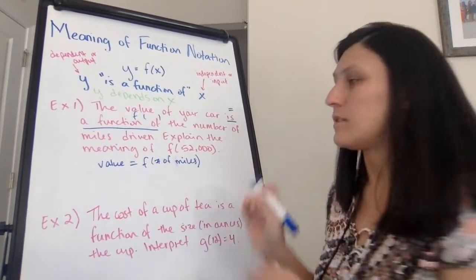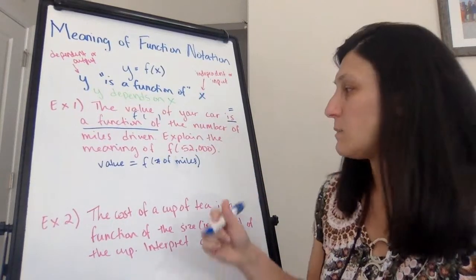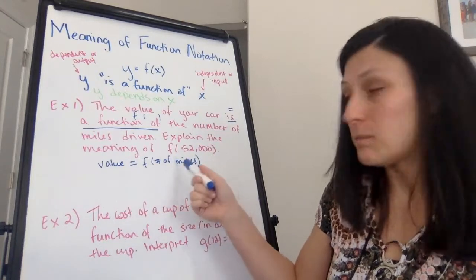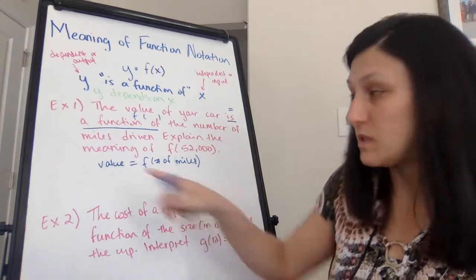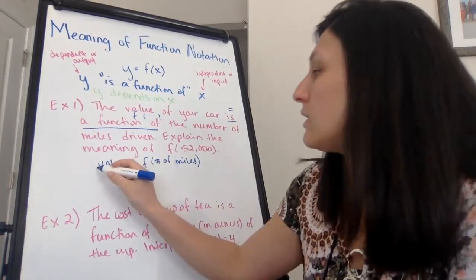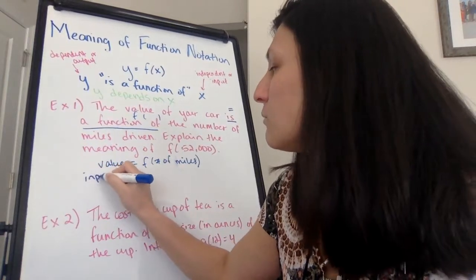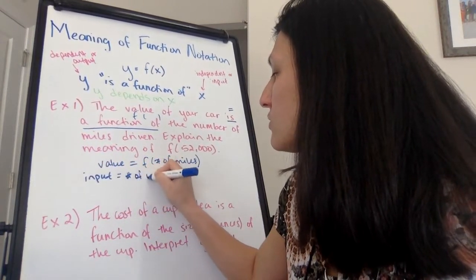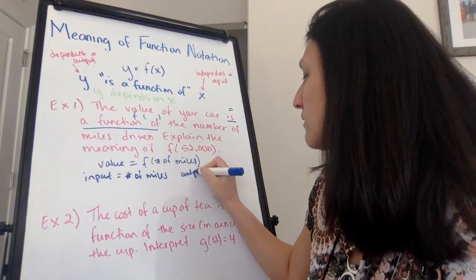And there you go. The reason why that type of strategy is so important is because it allows you to see which variable is the independent variable, which is this one, and which one is the dependent variable, which is that one. So here I can show you that the independent variable, or the input, you could call it the same thing, is the number of miles driven. The output is the value of your car.